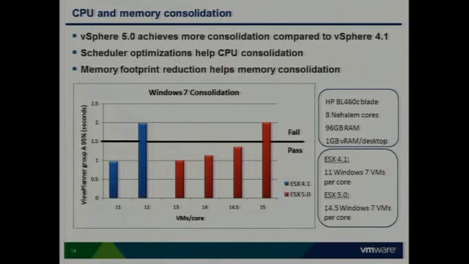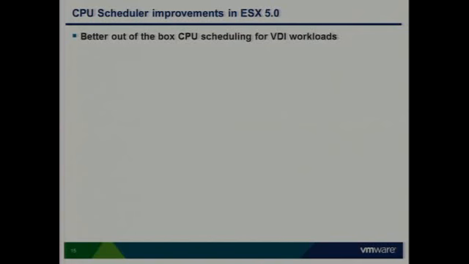So let's look at the CPU scheduler improvements we made. In vSphere 5.0, the CPU scheduler runs better out of the box to support VDI workloads. If you remember, in vSphere 4.1, we had a best practice to set some scheduler parameters related to hyperthreading in order to get the best performance for VDI workloads. But we have not only fixed that parameter and made it the default, we have also done some other scheduler changes for hyper-threading that will give you better performance.